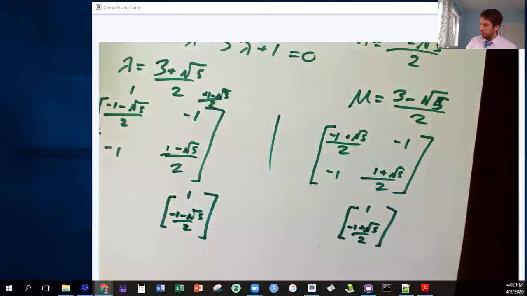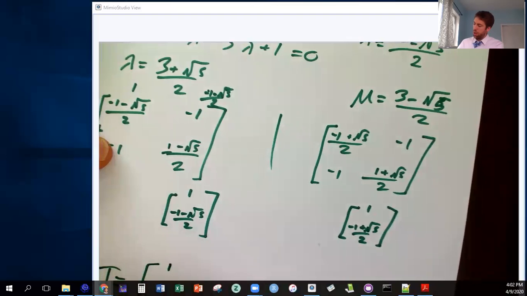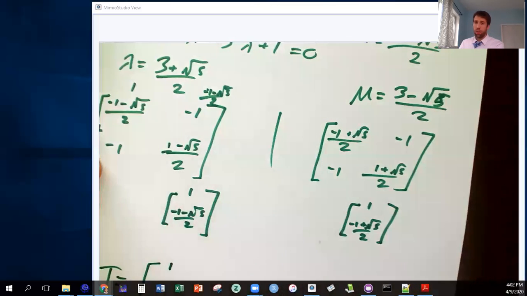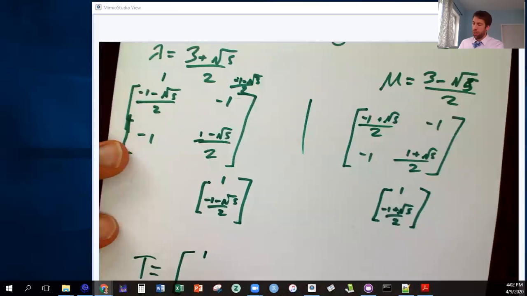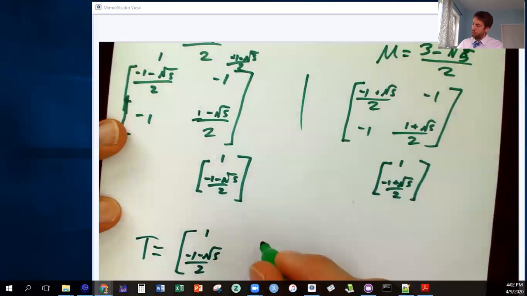Okay, now we have our eigenvectors. So we create a matrix T. T equals 1. We'll just choose to go lambda first, then mu. You can do it in any order you like. You just got to stay consistent. T equals -1 minus square root of 5 over 2, and 1, -1 plus square root of 5 over 2.